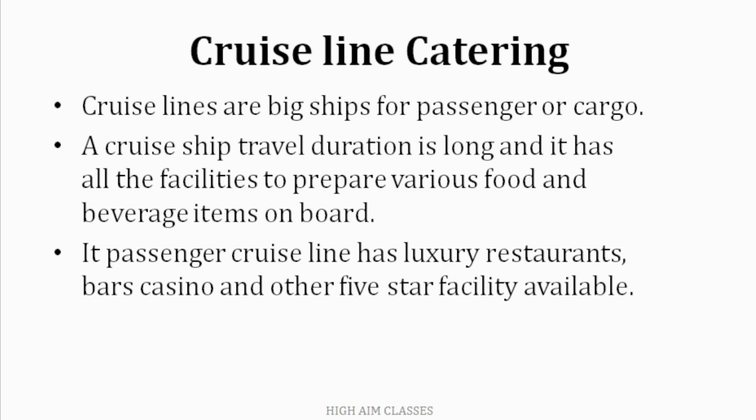Cruise lines are big ships for passengers or cargo. There are two types: one is for passengers and one is for cargo, which transports different goods. A cruise ship's travel duration is long, so we cannot cook food on the ground and transport it frozen like airlines. Here we have to have an on-board kitchen and cooking facilities. So all the facilities to prepare various food and beverage items on board are available. They have a fully equipped kitchen.